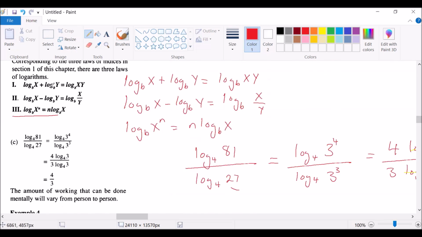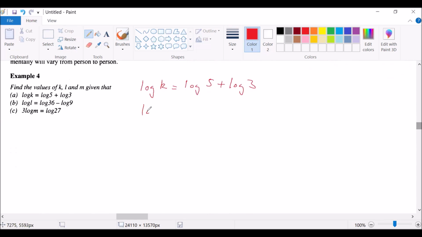Using the first law, if we are adding logarithms to the same base, it's the same as log to that base of the numbers multiplied. So we can say log k is equal to log of 5 times 3. Log k is equal to log 15. Therefore, k is equal to 15.